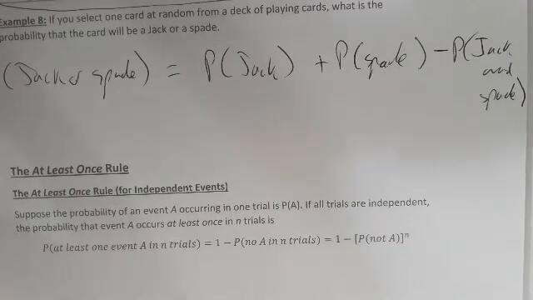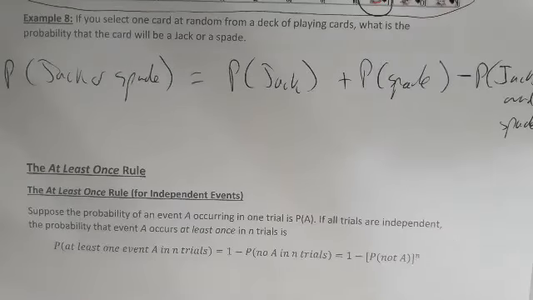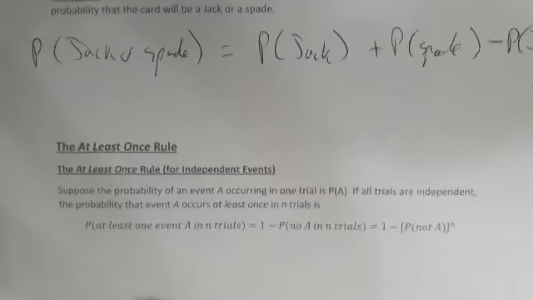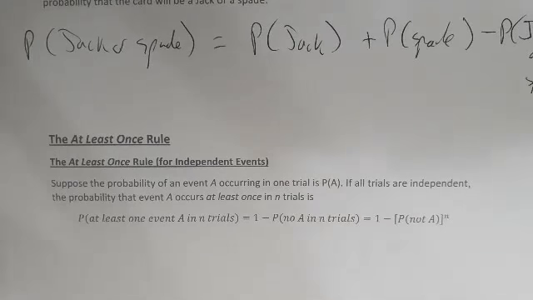Okay, the at least once rule for independent events. So we're assuming these things are independent. And this goes back to that and statement, right? If they're independent, one event is not influencing the other. We don't have to think about doing things without replacement, right? Each one of those we can think about separately, and one of them is not going to change the other, right? So suppose the probability of an event A occurring in one trial is P of A.